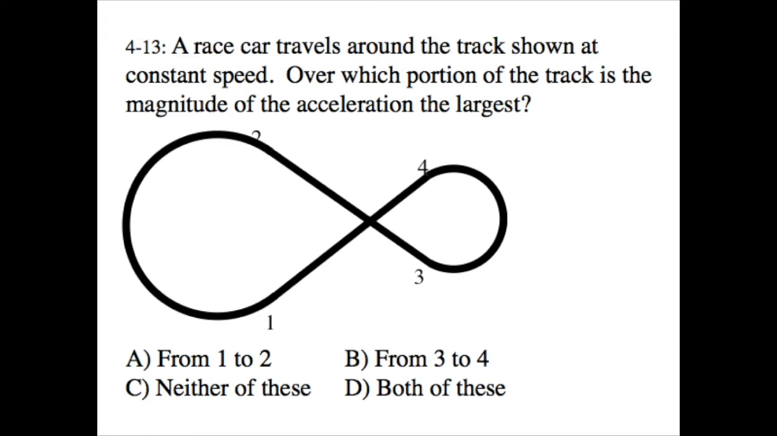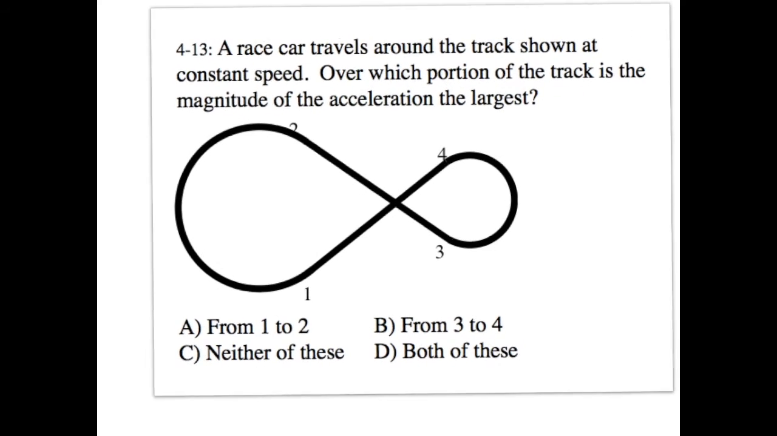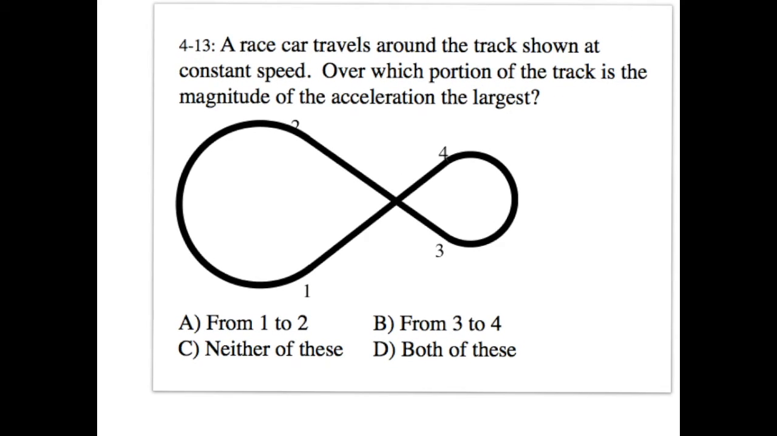Pause the video, answer it, and then play. All right, so here's my take on it. I see that he's going at constant speed. So the same speed here as the same speed here. What's the difference between those two? Well, this is a circle with a large radius. This is a part of a circle with a small radius.